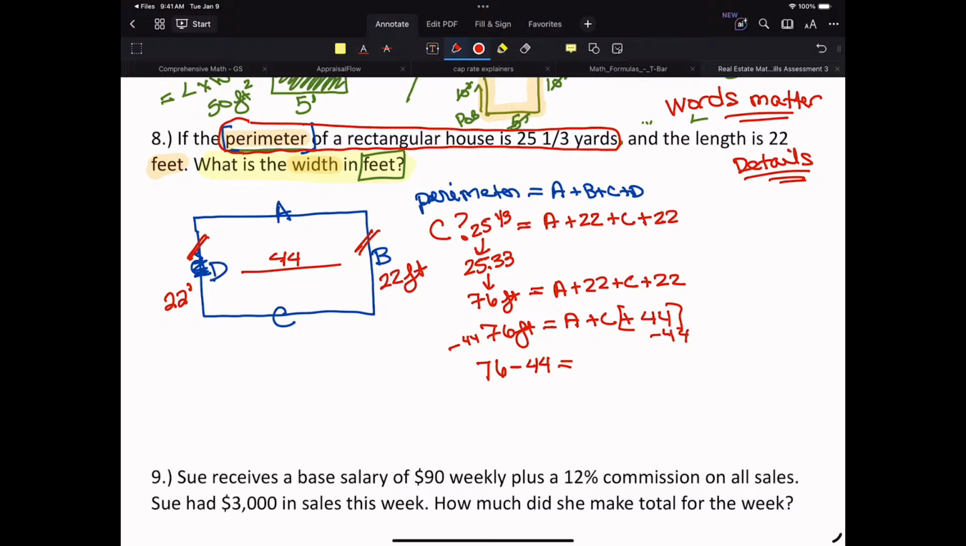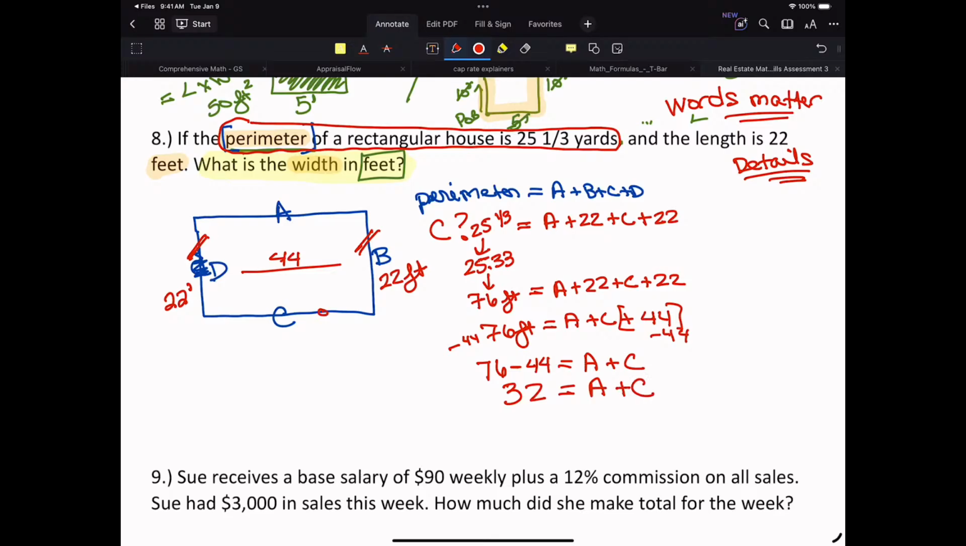Then that gives me 32. 76 minus 44 is 32. So that means, you know what? I should probably do it this way to make sense. 76 minus 44 is equal to A plus C. So we know that 32 has to be if I added A and I added C together.